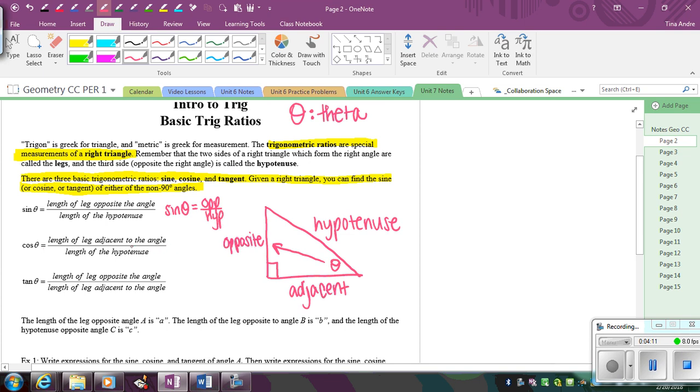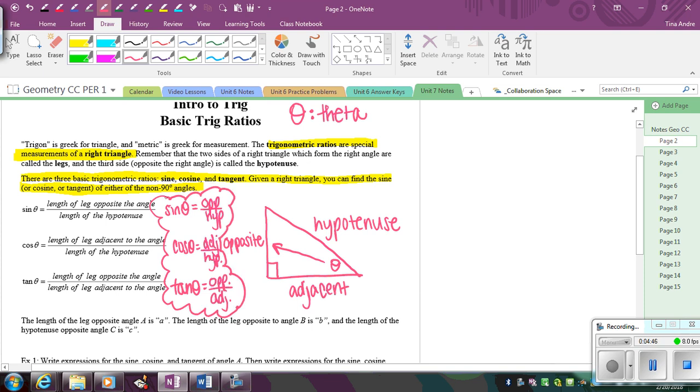Cosine, instead of saying the adjacent to the hypotenuse, you can just say cosine of the angle, or cosine theta, is equal to the adjacent to the hypotenuse. And then tan is equal to the opposite to the adjacent. So that's just kind of the shortcut. These are the same formulas, just the shorter versions of the ones that are typed already in your notes.